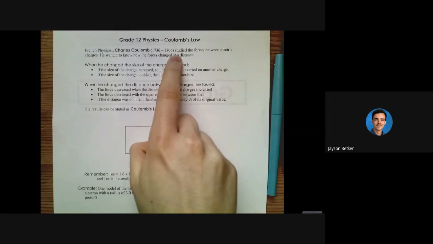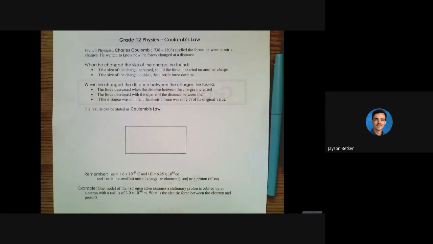It is about a French physicist by the name of Charles Coulomb. Charles Coulomb in French. He studied the forces between electric charges. He was born in 1736, died in 1806. Just because we're doing distance learning does not mean that we will not look up a picture of him like we always do. Let's do that. Charles Coulomb. Here he is. Let's get a good picture of him.